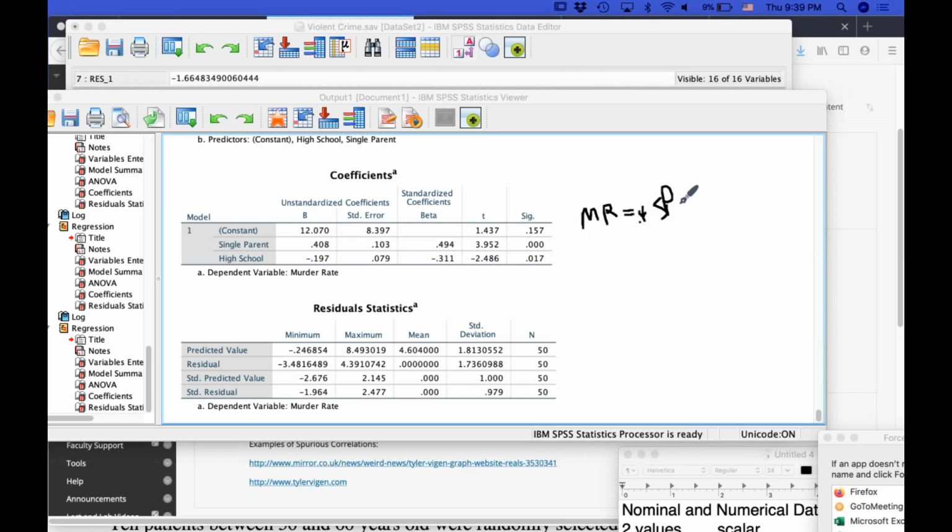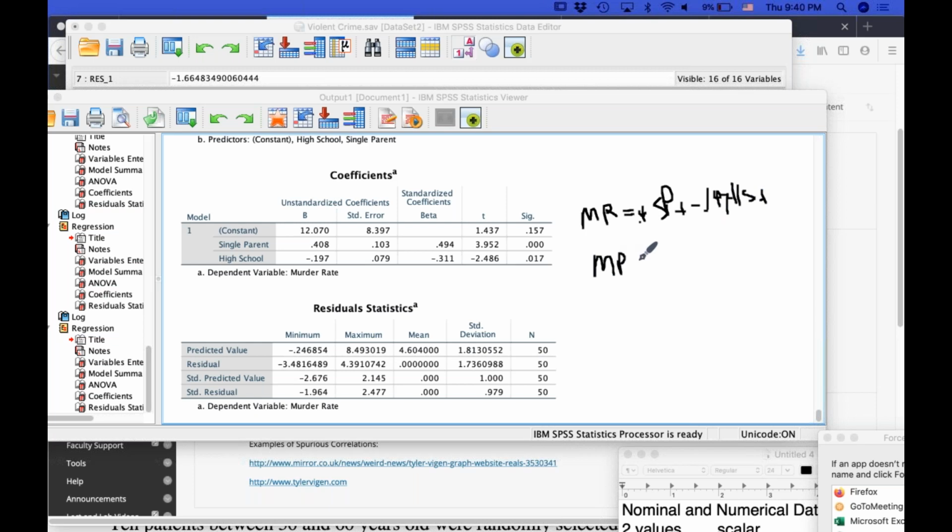I'm rounding it off on purpose because we don't have much time, times the single parent rate plus, so we also have in here high school plus negative 0.197 times the high school graduation rate plus the slope. I'm sorry, it's so sloppy. But imagine what I'm trying. Let me do this.